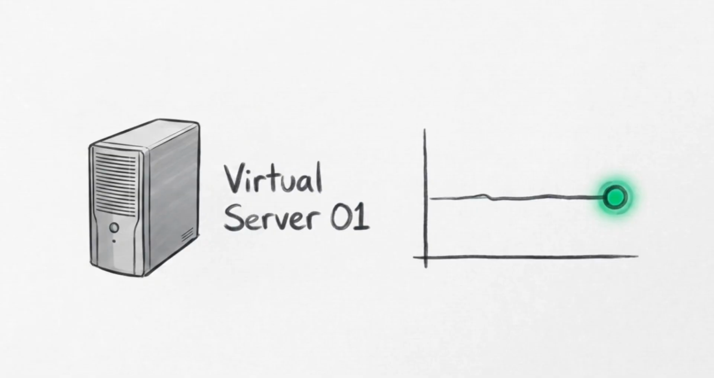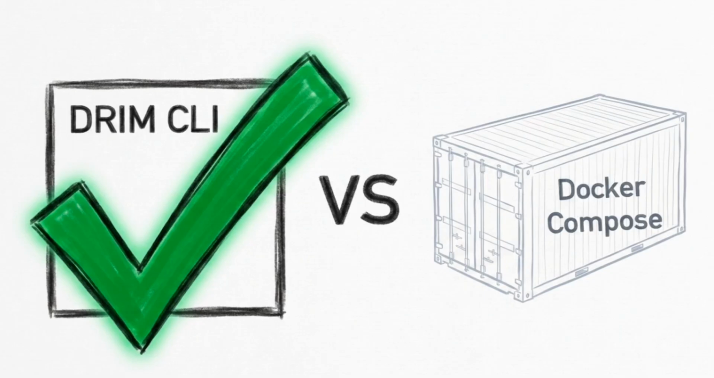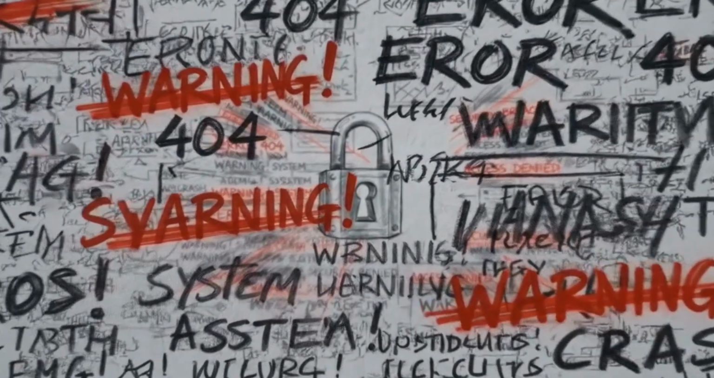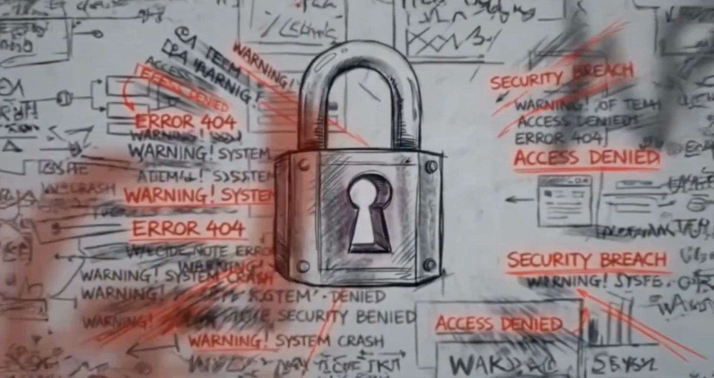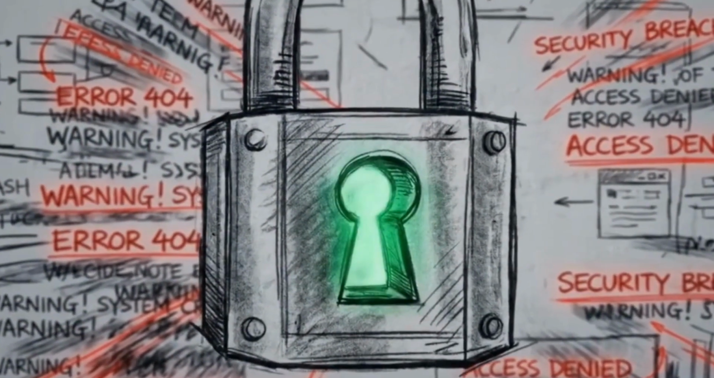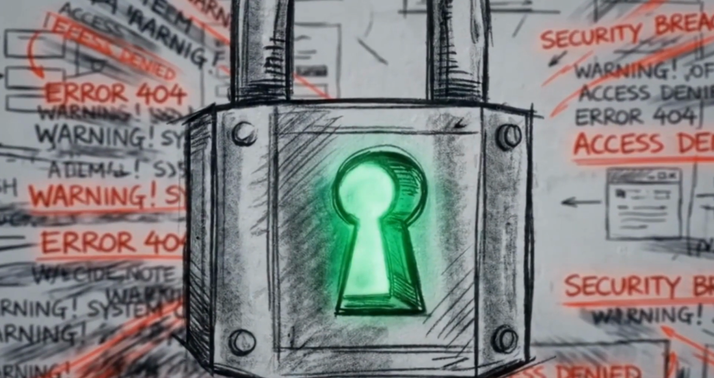Because we are starting on a completely fresh virtual machine, we will proceed with the automated DRIM CLI path to bypass those proxy conflicts. Establishing your domain routing up front ensures the reverse proxy can automatically provision your SSL certificates, preventing hours of debugging a blocked proxy layer.